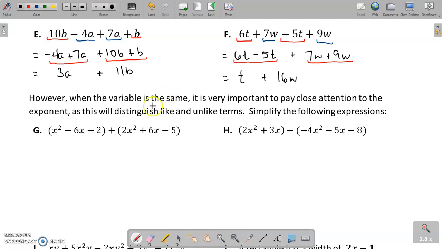So step one, what you would want to do is first rewrite the expression without the brackets. So this one is easy to do because there's no number in front here, there's no number in front here, and this is a plus sign. So we simply can write it out without the brackets.